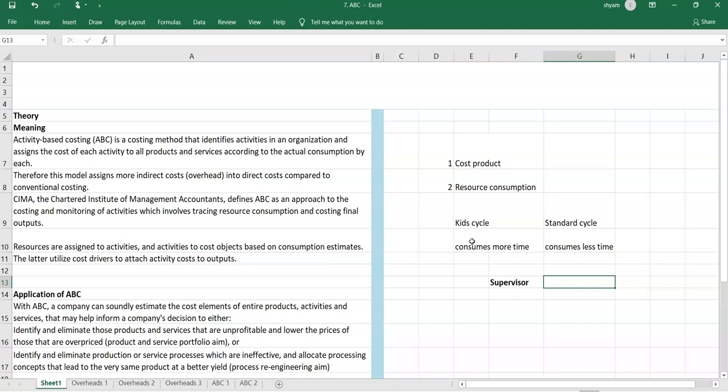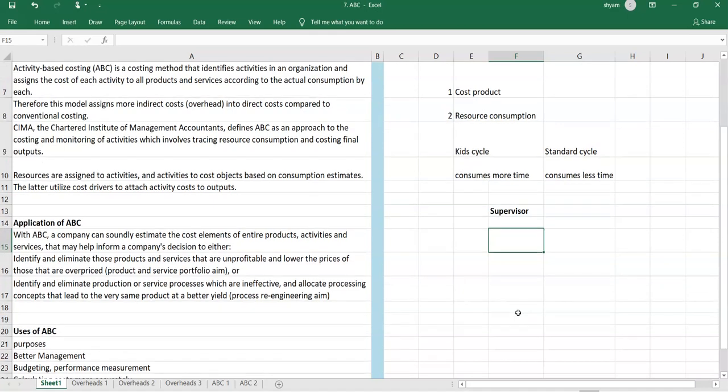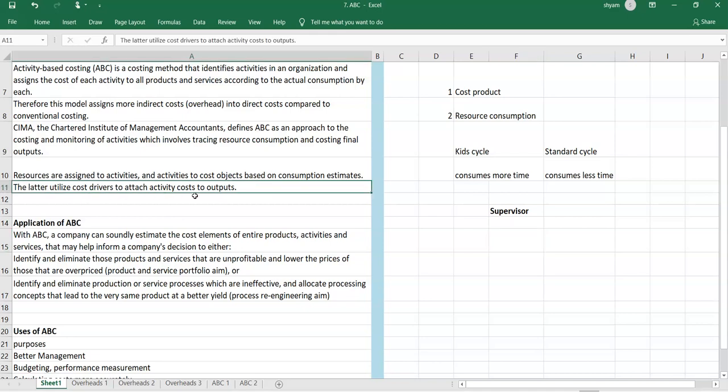Similar to supervisor time, every aspect of production, whether it's indirect labor, machine oil, or anything else like quality checking, any indirect cost depends upon the resource consumed by the product. That is where the uniqueness of ABC comes into play. It utilizes cost drivers to attach activity costs to outputs. So it is the activity that is much more important here. The resource consumption depends upon the activity that is being demanded by a particular product.